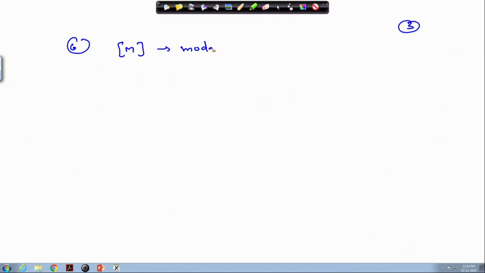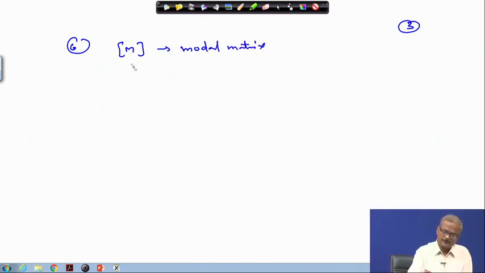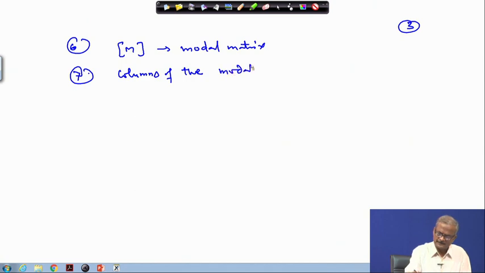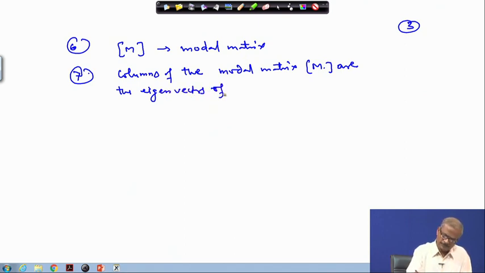M is called a modal matrix, and if we normalize its entries, then we get that the columns of the modal matrix M are the eigenvectors of A. If it is able to diagonalize A, then these are the eigenvectors of A.